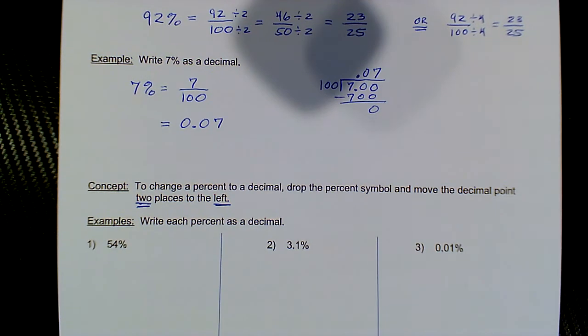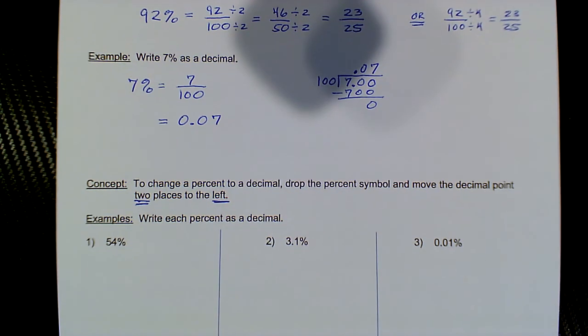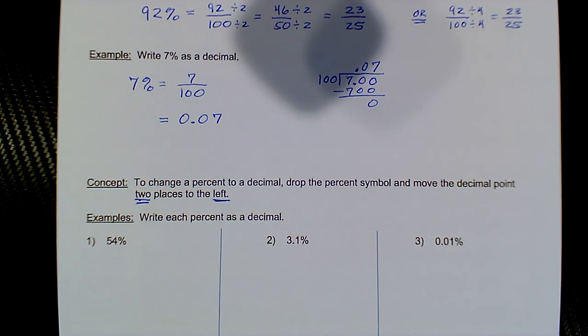And you could think to yourself, well, why to the left? Well, because if the percent symbol means divide by 100, we're making the number smaller. So to make the number smaller, we'd move to the left. And it's always 2 places no matter what, because it means per 100. 100 is 2 factors of 10, and so it's always going to be 2 places.